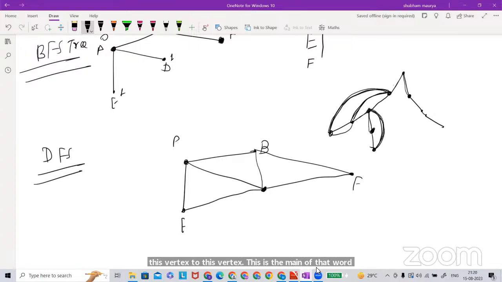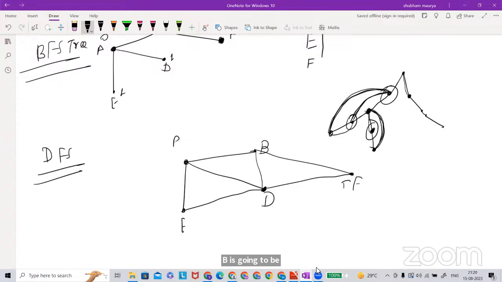Neighbor means, you know, what are the neighbors for this vertex? This one and this one. Sir, for B, what is the neighbor, B and F? So the neighbor for B is going to be F, here D and A. So the neighbors of B are this one, this one, this one. So, sir, it is just like BFS.